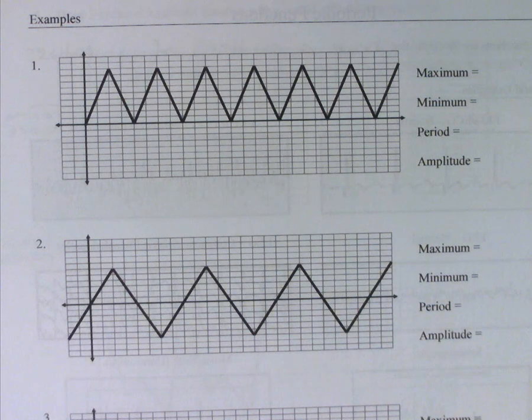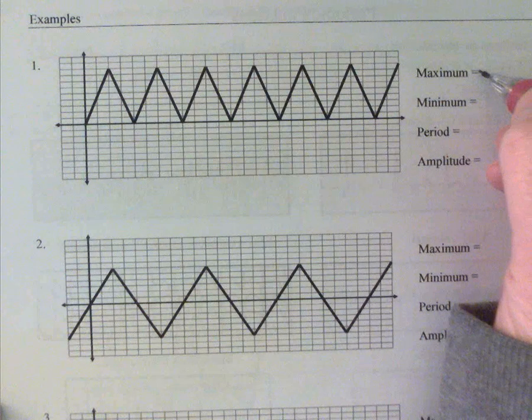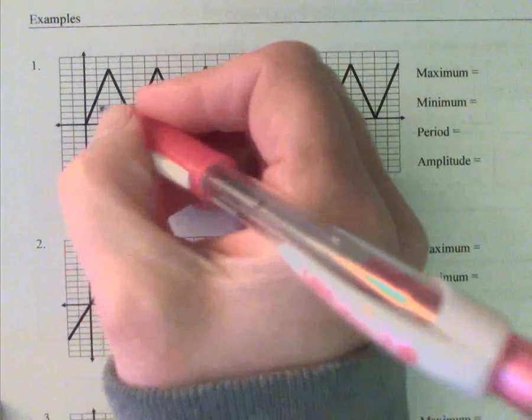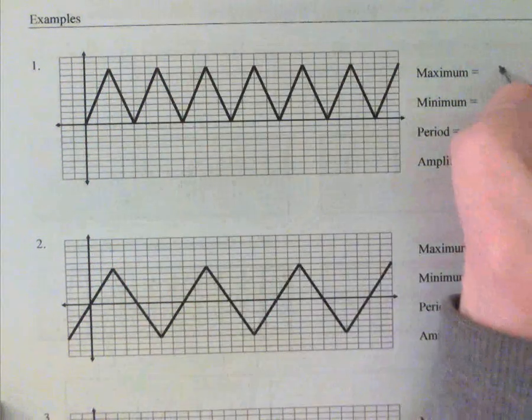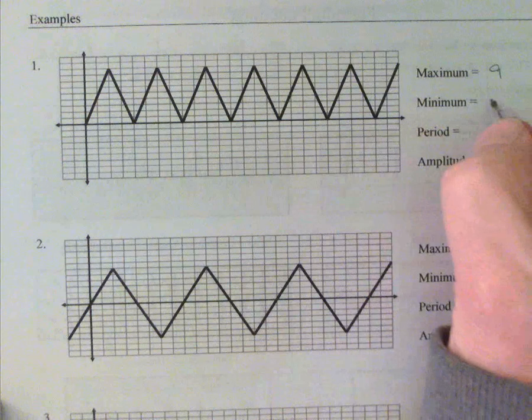So let's take a look at some examples. If I want the maximum of the graph, I'm going to count 1, 2, 3, 4, 5, 6, 7, 8, 9. So the maximum is 9. The minimum would be 0.